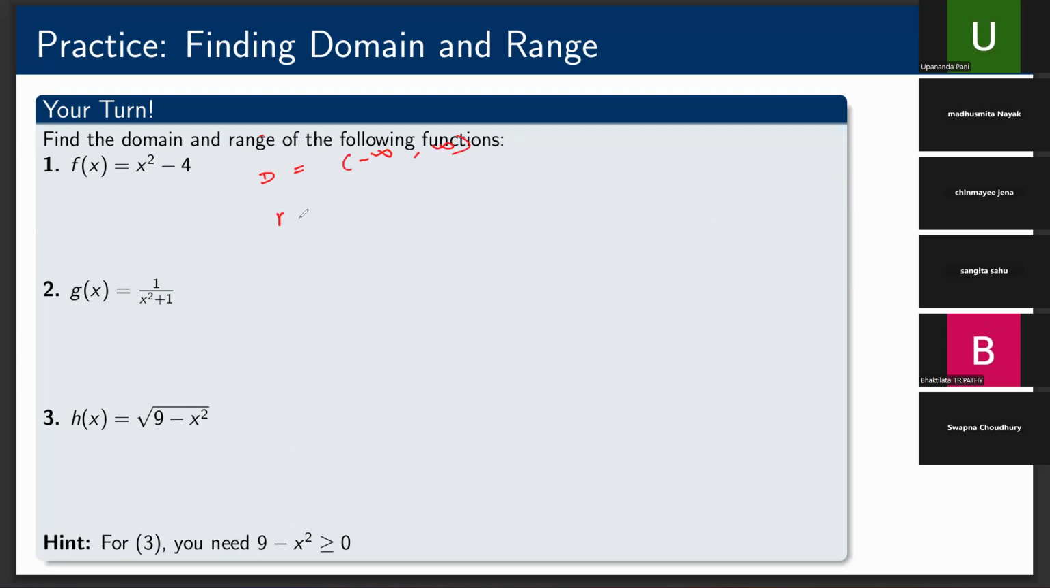But what is the range of the function? See, suppose you take x value equal to 0, y value equal to minus 4. When you take plus 1 or minus 1, the answer will be the same, because the square becomes 1, so 1 minus 4 equal to minus 3. If you take 2 or minus 2, the square becomes 4, so 4 minus 4 equal to 0. So that means its minimum value will be minus 4. Then the maximum value goes on increasing to infinity. So in this case, range will be minus 4 to positive infinity. Clear?